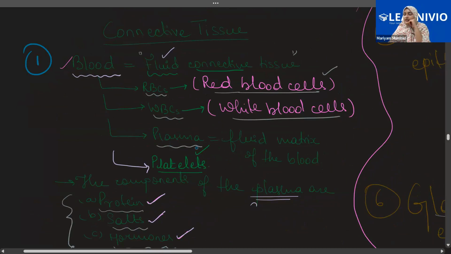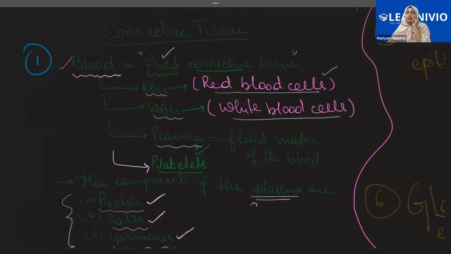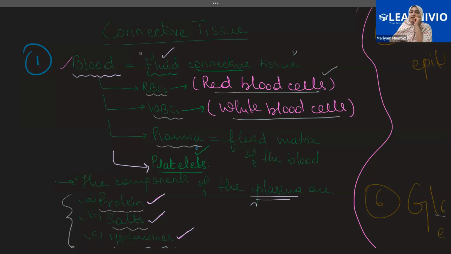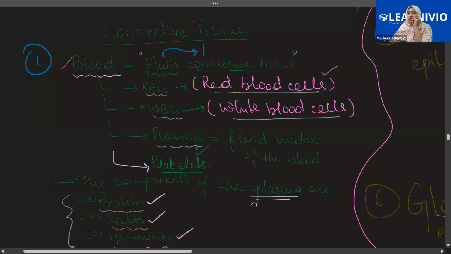Now the blood, since it is a fluid, a liquid, we call blood the fluid connective tissue, meaning it is the connective tissue that is fluid in nature. Fluid means it is liquid in nature, right? Because all the other tissues are not liquid, isn't it? But this is the tissue that is liquid in nature. That is the characteristic of a fluid.